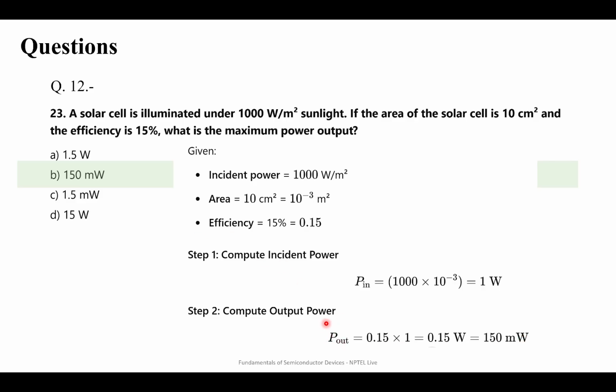And this is the maximum output power, because the solar cell area is 10 centimeter square, but not all of it will be the sensitive part. So the effective incident power can be even less than 1 watt. So this is the maximum power output you can expect from this solar cell, that is 150 milliwatt.